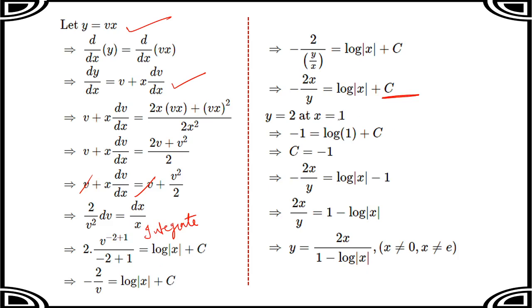This is the general solution. We have to talk about y is 2 and x is 1. Put these values, get the value of c. Again input the value of c here in this equation. So after that, log x minus 1. We have got the value of c as minus 1. We are multiplying with minus on both sides. So 2x upon y equal to 1 minus log x. So y is equal to this.